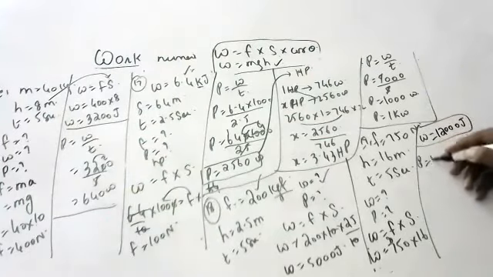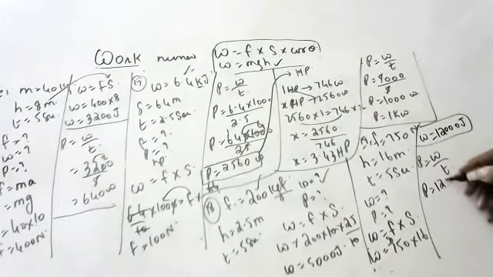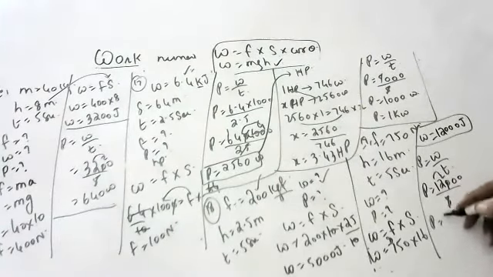Power is equal to work by time. Work is 12,000 by time is 5 seconds. 5 twos are 10, 12 by 5, so the answer is 2400 watts. Watts, sir. 2400 watts.